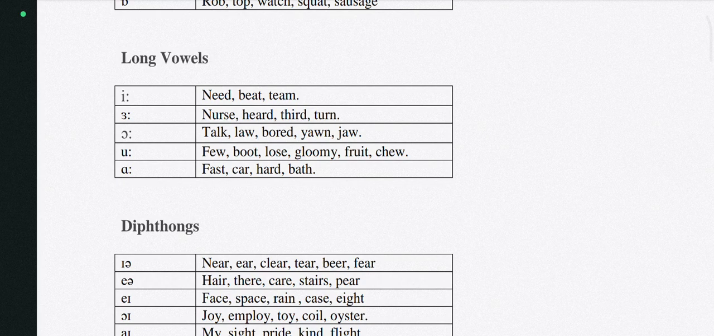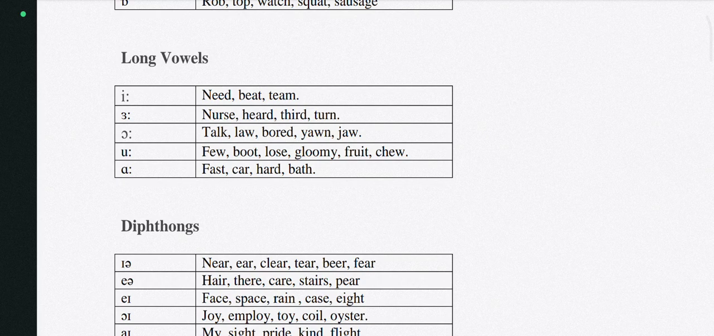Next is nurse, heard, third, turn. Okay, so you have to learn how to write that sound and then how to write that phoneme so that you can easily identify it in your exam. Next is aw. Talk, law, board, yawn, jaw. All these have long vowels. Long O. It's not O. It is O.